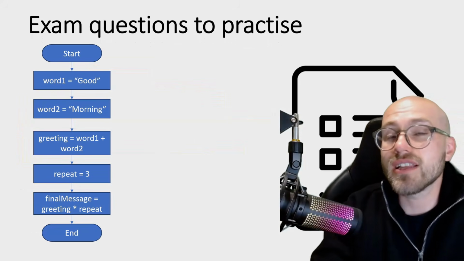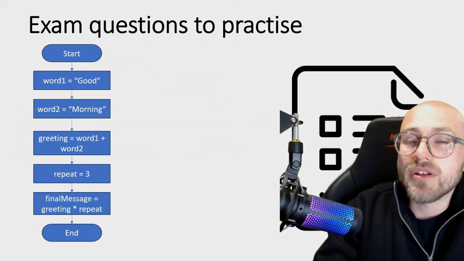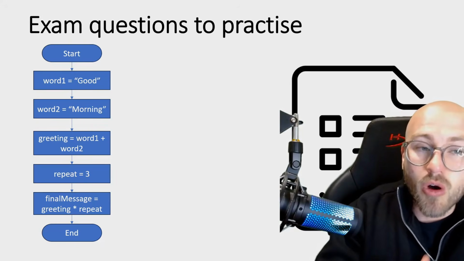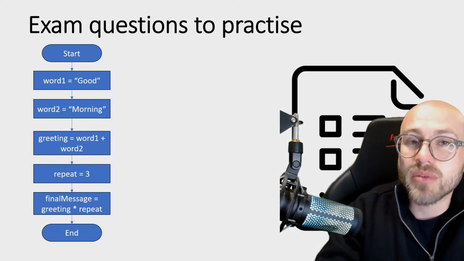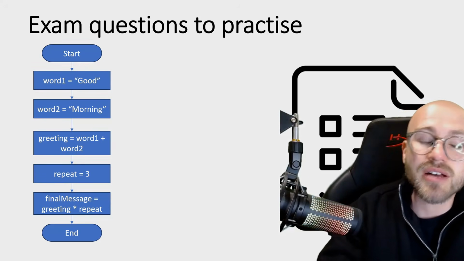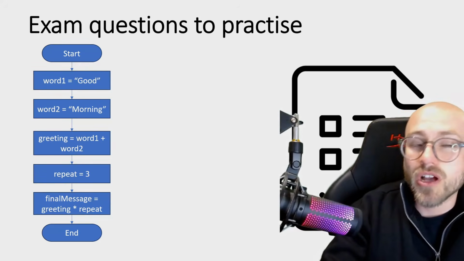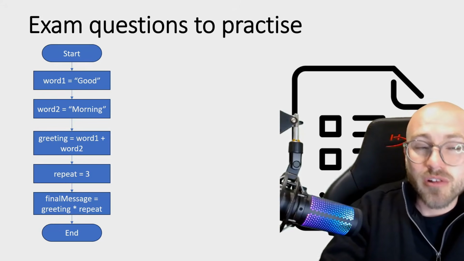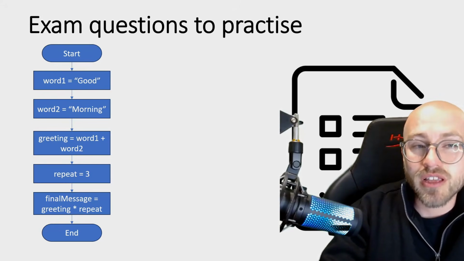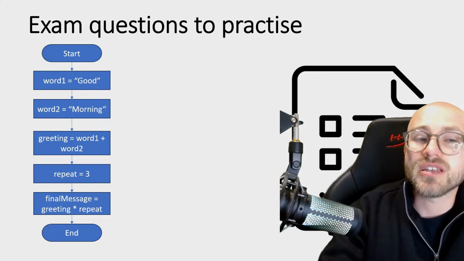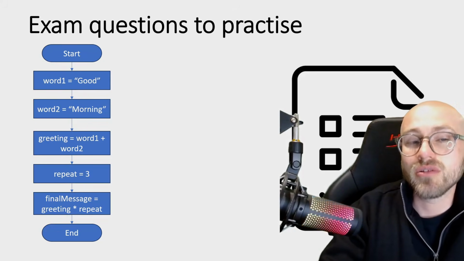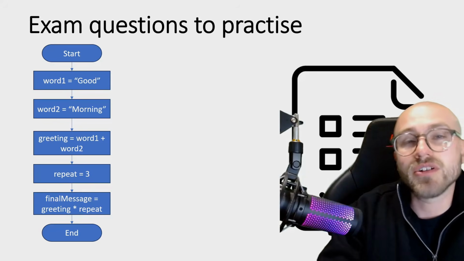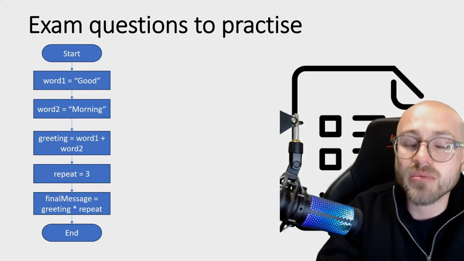If you were interested, let's look at the flowchart version of that. Now, interestingly, unlike before, this has got all process symbols pretty much, compared to our earlier example where we didn't see one. So to begin with, we've got word1 equals good, which is going in a process symbol. Word2 equals morning in a process symbol. Greeting equals word1 plus word2, which is our concatenation. Because it's like a calculation, it's going inside a process symbol.